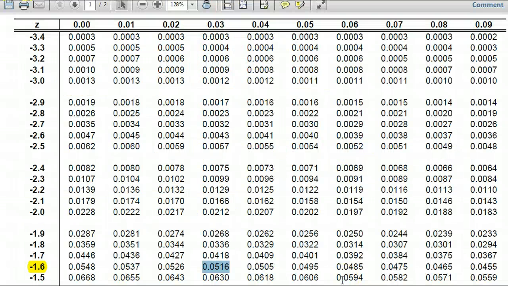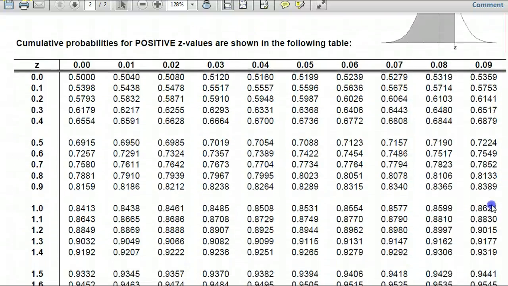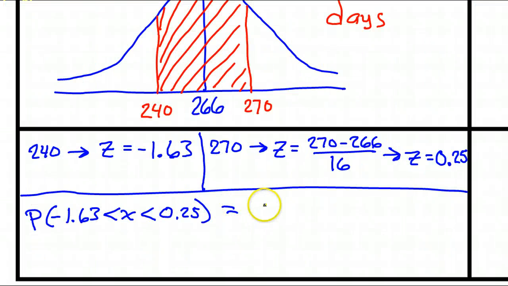To the chart. So 0.25, I need to look at the positive side of the chart for that. So here's 0.2. If I want the 5, I need to go over to where the 5 is. So I'm looking at this value right here then. All right, so that is 0.5987. Now if I want the probability between these, I need to do a subtraction of these probabilities.